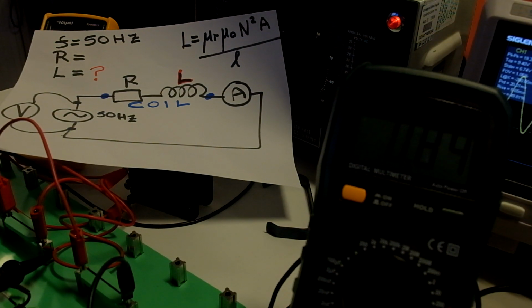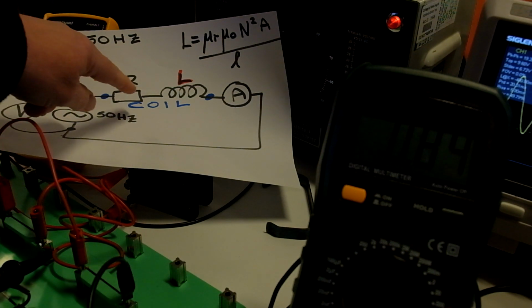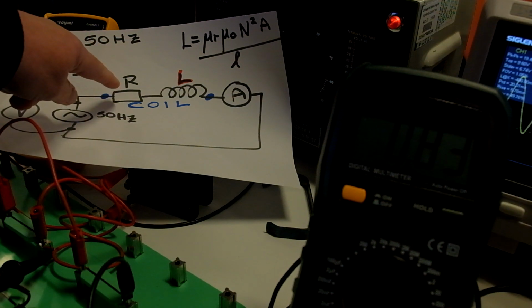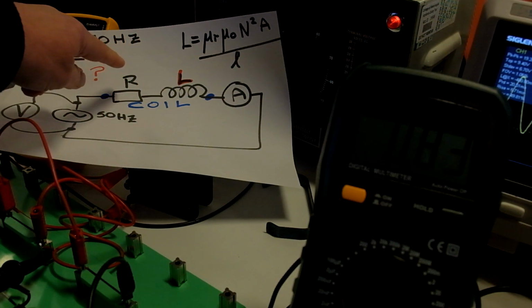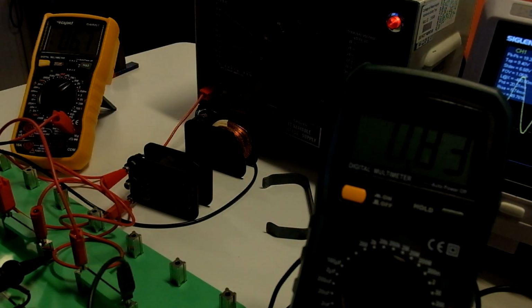Hi there. The purpose of this video is to determine by experiment the magnetic inductance and permeability of a steel core inductor. We have a circuit here where we've got a 50 Hz AC power supply. We've got a coil here which has resistance and inductance. The resistor value, measured previously, is 6.3 ohms.